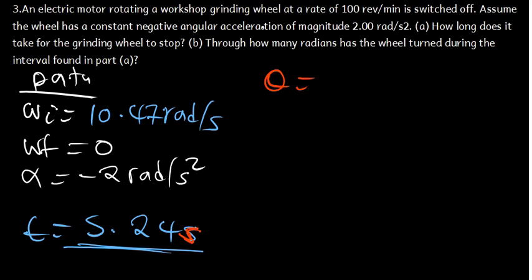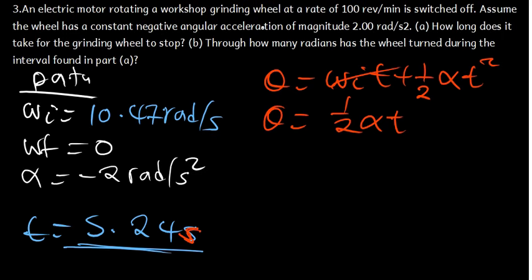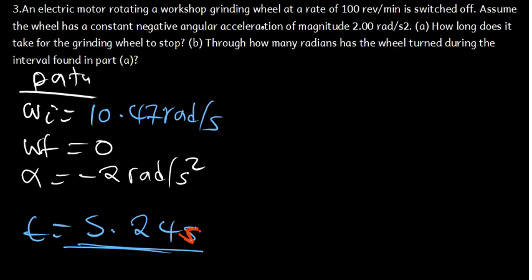We have the time, so we're going to use this: theta equals initial angular velocity times t plus half angular acceleration times t squared. The initial angular position is 0, so this is going to be cancelled. Theta will be equal to half alpha t squared. What is the angular acceleration? We have been told that it is negative 2. I was thinking maybe the initial velocity is 0, but no, we have the initial velocity, and the final velocity is 0.